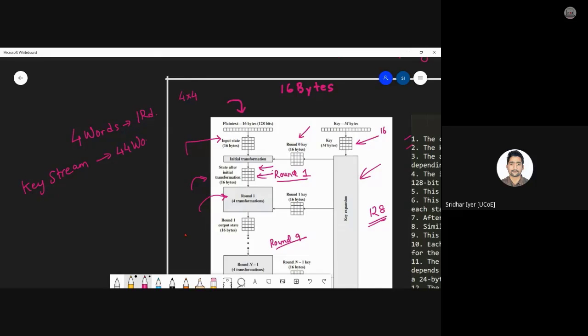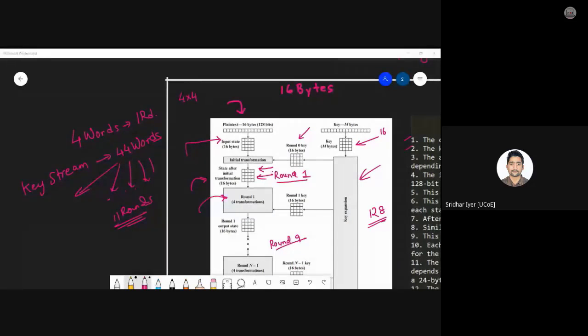Am I clear or not? From these 44 words, 4 words will be needed for each of these 11 rounds. Am I making sense now? Kindly let me know. Fine. So in total, 44 words will be needed.